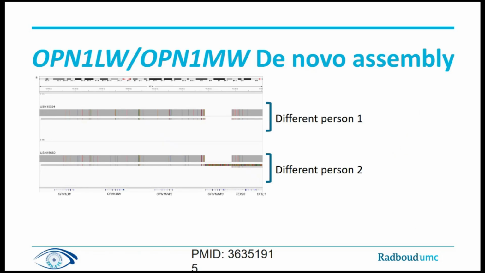We performed a de novo assembly in two other clinical patients. Both are males with one OPN1-LW gene and two OPN1-MW genes. As they don't have a third OPN1-MW gene, you see a gap in the sequence if you compare their sequence to the HD38 reference sequence.